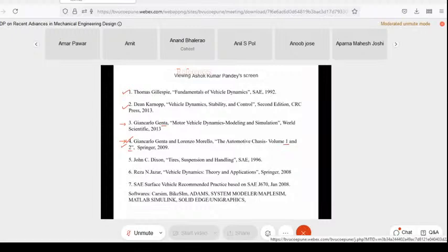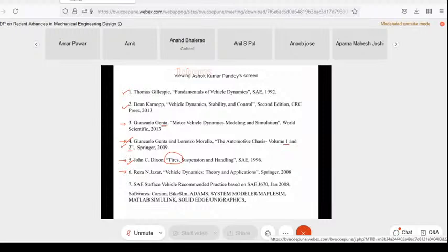And if you want to know more detail about tires, and some suspension related modeling and how to handle this vehicle, this John Dixon book talks about tires in greater detail, and I would recommend that you go over it. And very recently, this Jazar book, Vehicle Dynamics: Theory and Applications, is a very detailed, exhaustive book on vehicle dynamics. It has theory, it has applications, it has problems, so for getting problems in vehicle dynamics, you can refer to this.